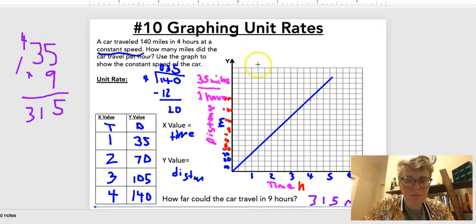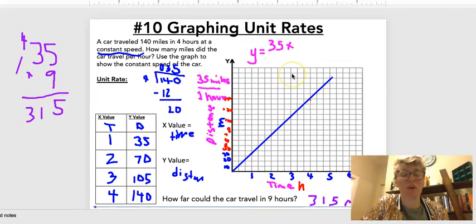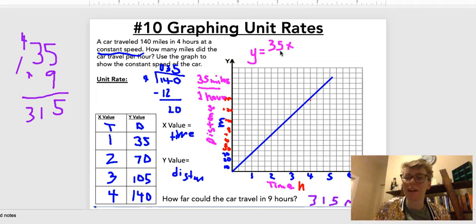This right here is actually something called y equals 35x. That's not something you'll have to know until you're at least in 7th grade, but that 35 is actually what we call the slope. So if you want to bust out some cool knowledge later with your friends, be like, oh, the constant speed on a graph is just the slope.